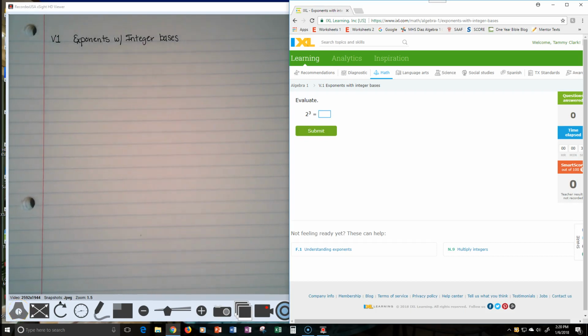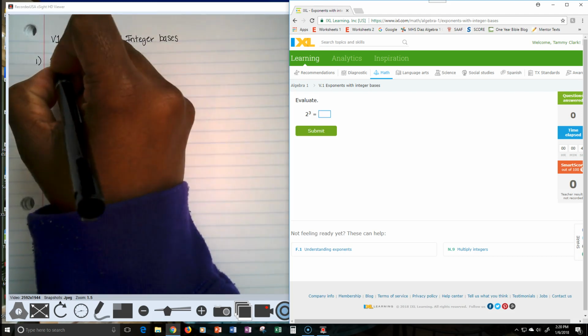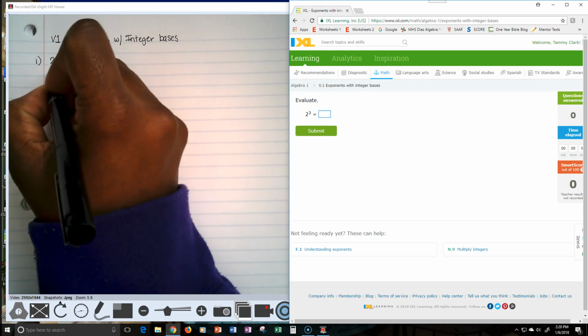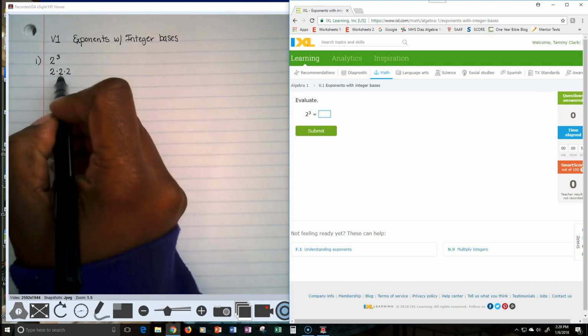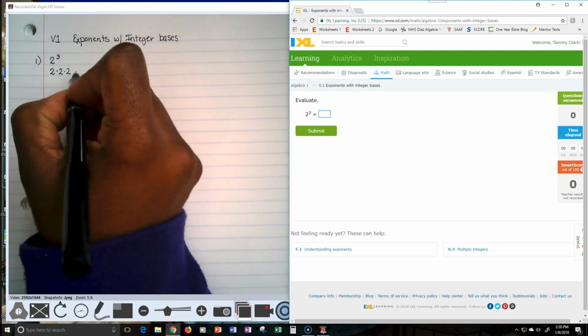Alright, so let's look at V1, exponents with integer bases. Basically our instructions are to evaluate, meaning we should come up with a single answer when we get done. Start with number 1. We've got 2 as our base raised to the third power as our exponent. We know that means 2 multiplied by 2 multiplied by 2. 2 times 2 is 4, 4 times 2 is 8.